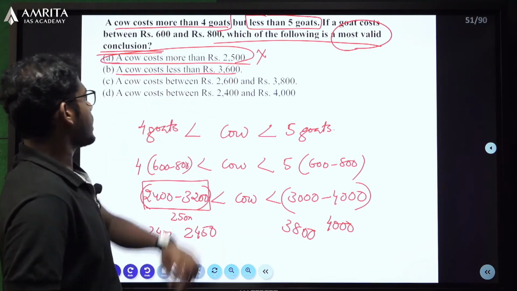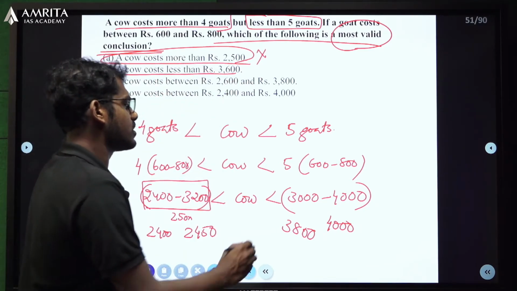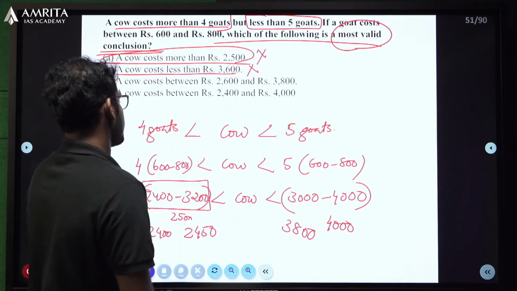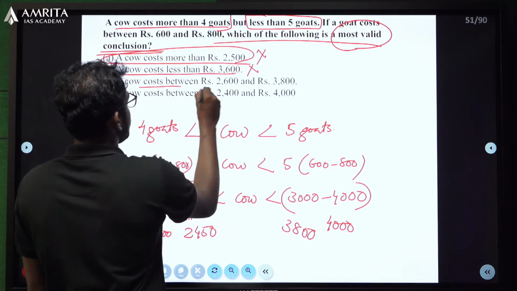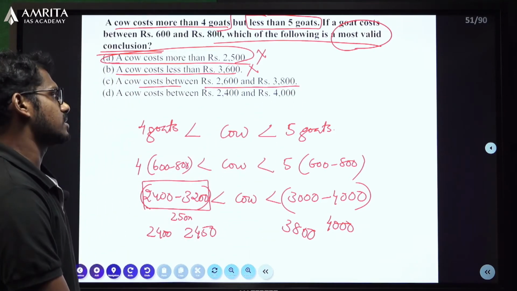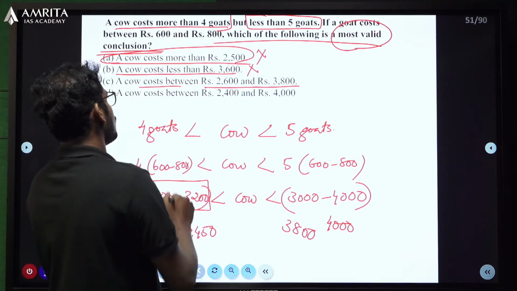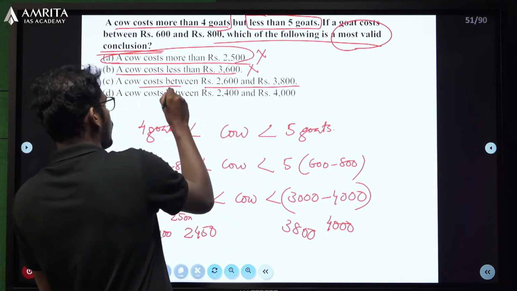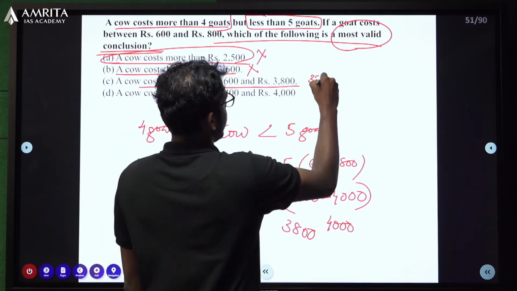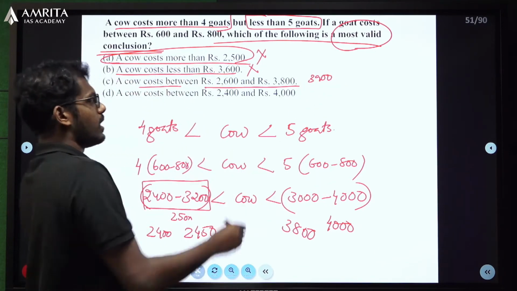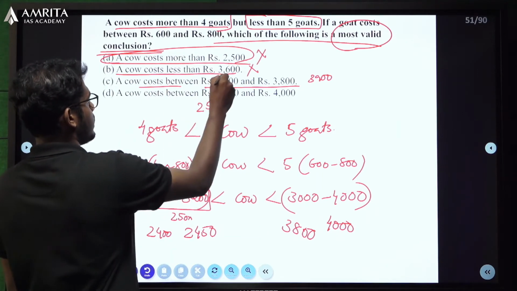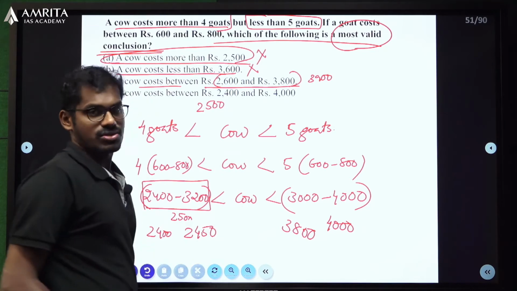But they definitely say that a cow costs less than 3600. So it can also be false. Next one. A cow costs between rupees 2600 and 3800. Okay. So we say that the cost of a cow cannot be 3900 and it cannot be 2500. It ranges between 2600 and 3800.